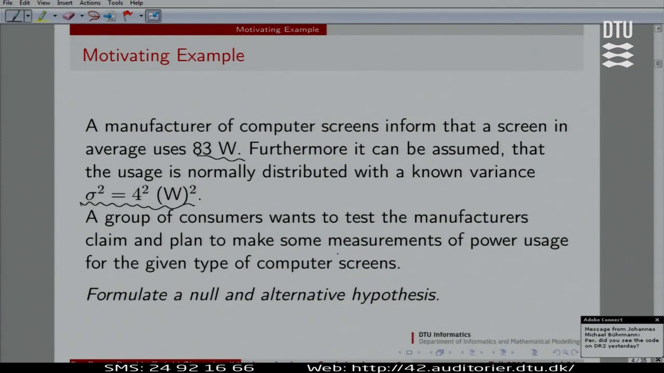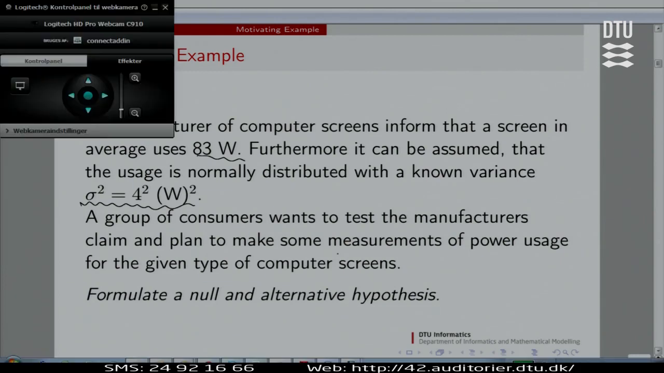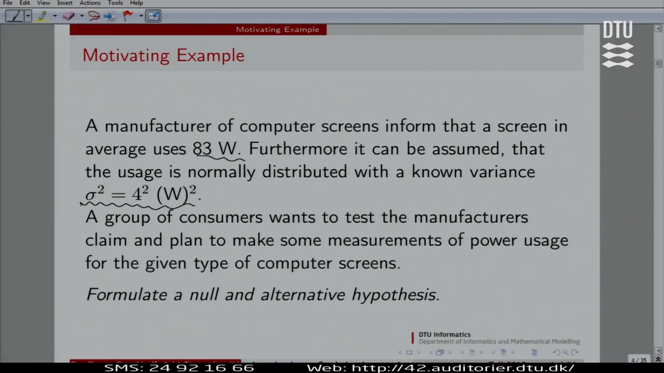What we're going to look at is we have a truth and someone claims something about the truth, and we want to check this claim and we have to make a decision. Do we believe in the claim or don't we believe in it? So that's the issue here.